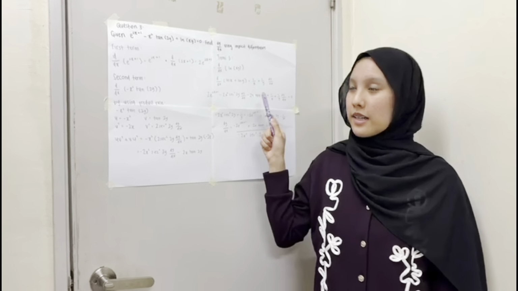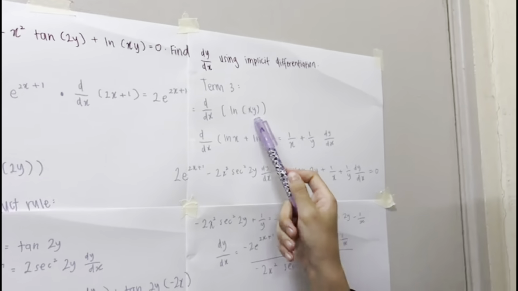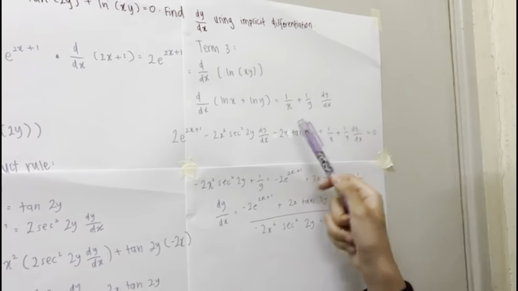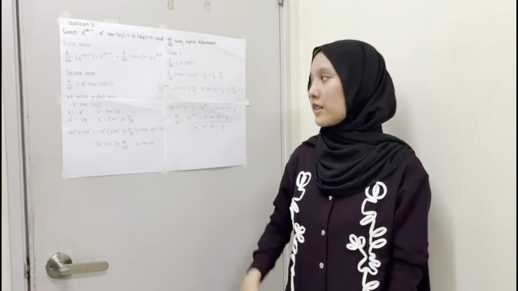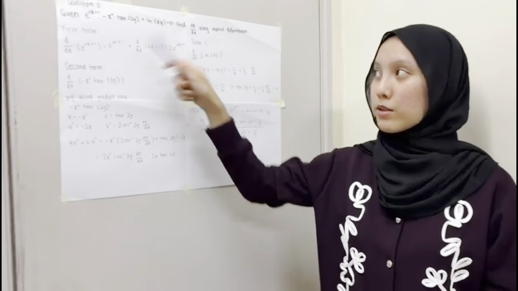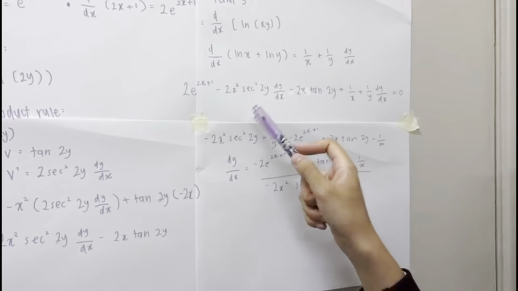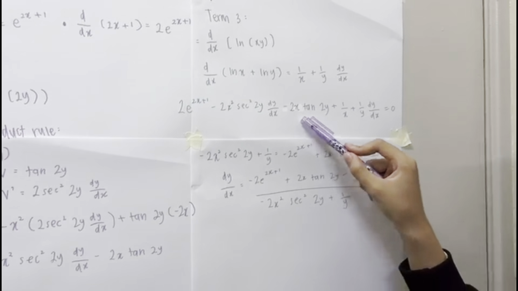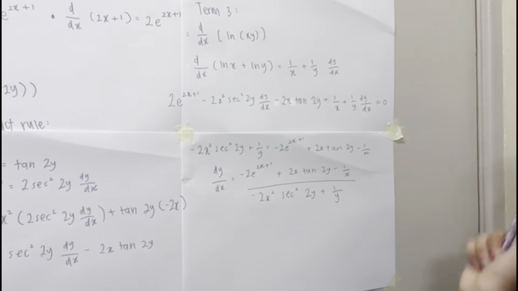For the third and last term, you should differentiate ln xy. Ln xy is a multiplication, so ln x plus ln y, which equals 1 over x plus 1 over y dy dx. Last step is rearranging all three terms back to the question, which is 2e to the power of 2x plus 1 minus 2x squared secant squared 2y dy dx minus 2x tangent 2y plus 1 over x plus 1 over y dy dx equals 0.